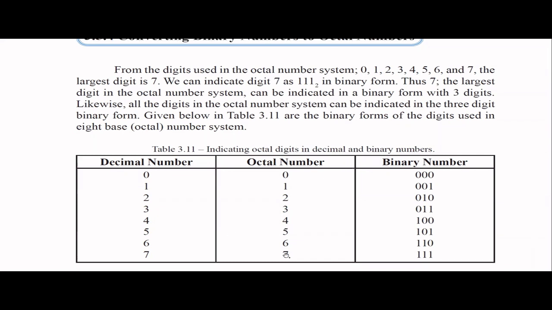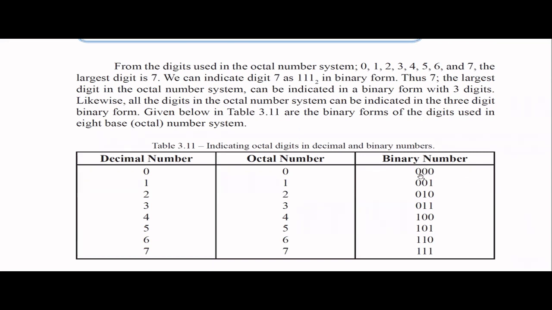So for example, 7 is 111, 6 is 110. Like that, even if it is 0, you write it with 3 digits, because this is how we represent an octal number in the binary scale. So always, when you are representing octal numbers in binary, we have to use 3 digits. Then you can understand what's actually happening.